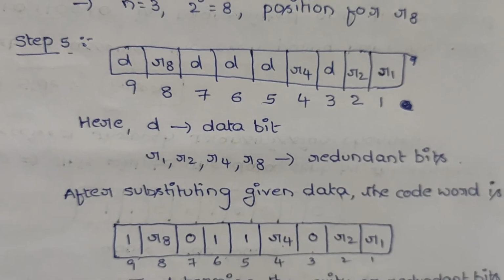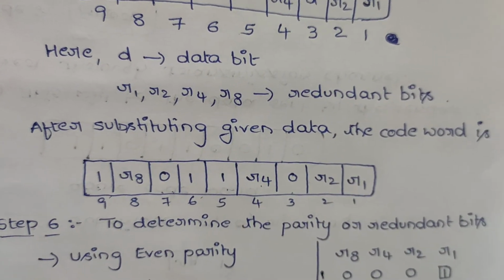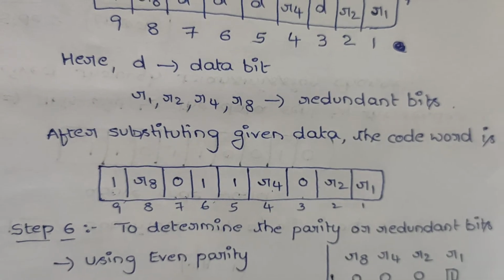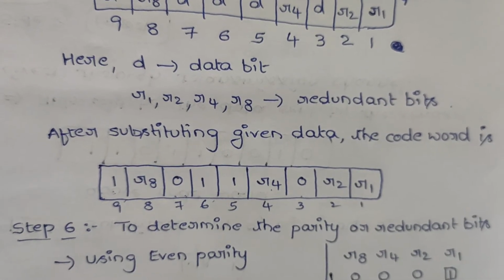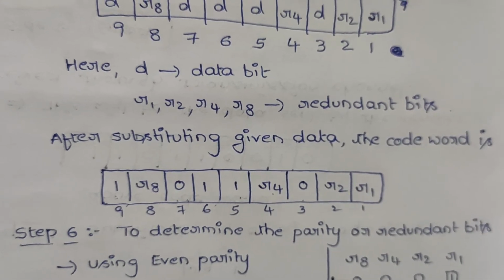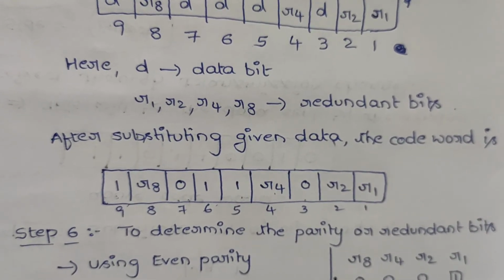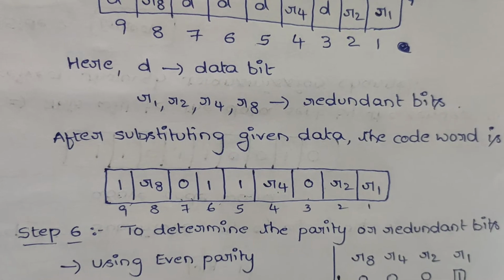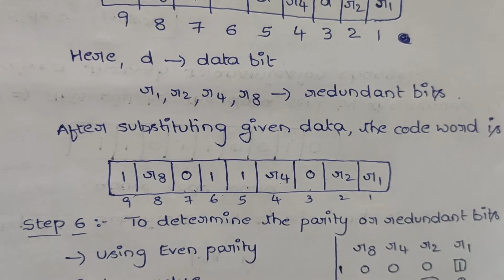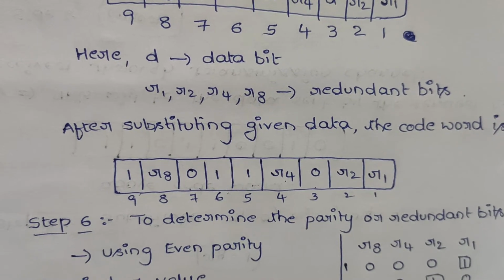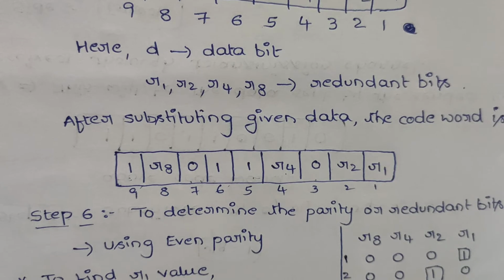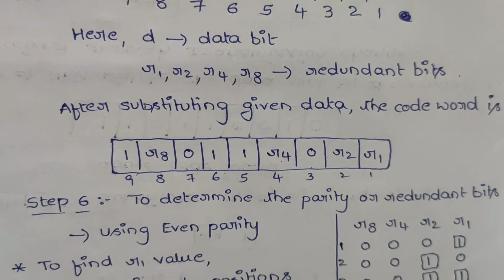the data value. After substituting the given data, the code word looks like this: 1 R8 0 1 1 R4 0 R2 R1. Here the data values are known, but we need to find the R1, R2, R4 and R8 values. How will we find these redundant bit values? By using the even parity concept.